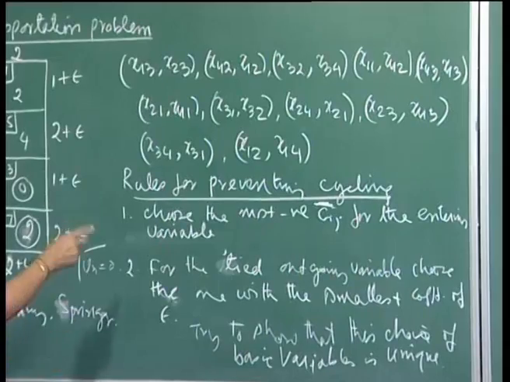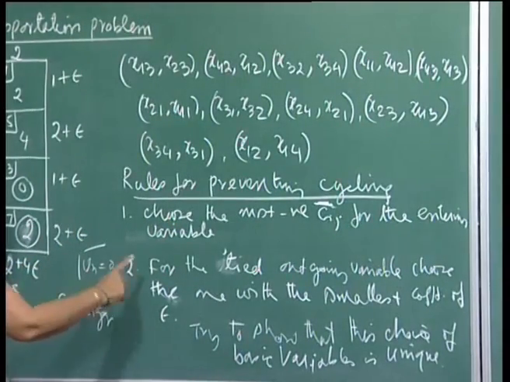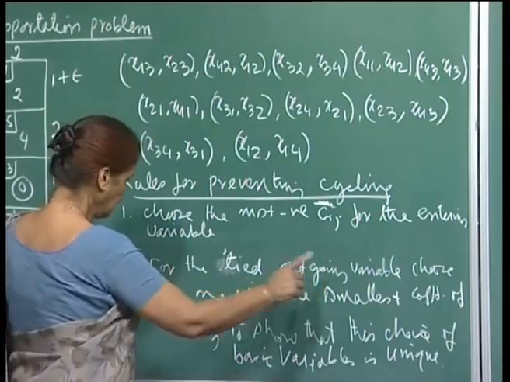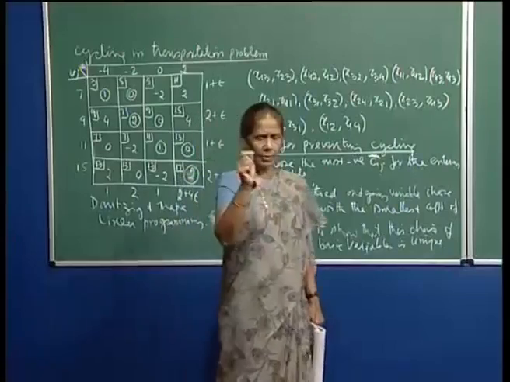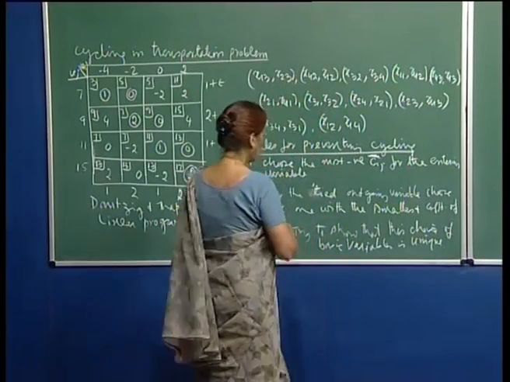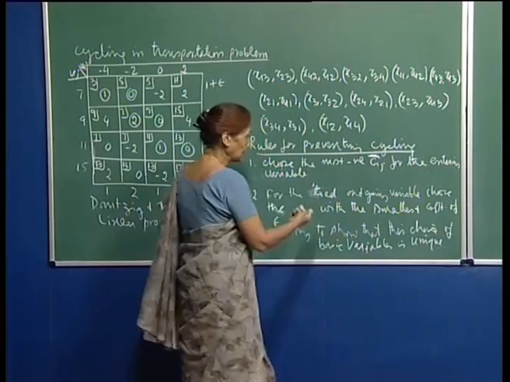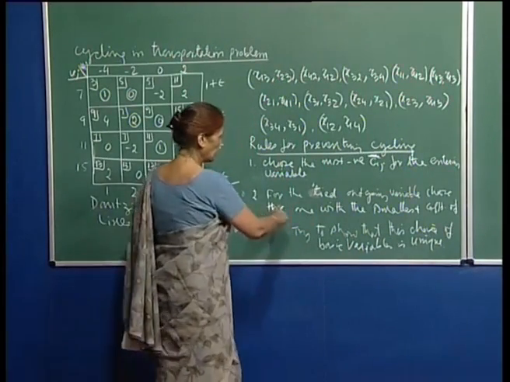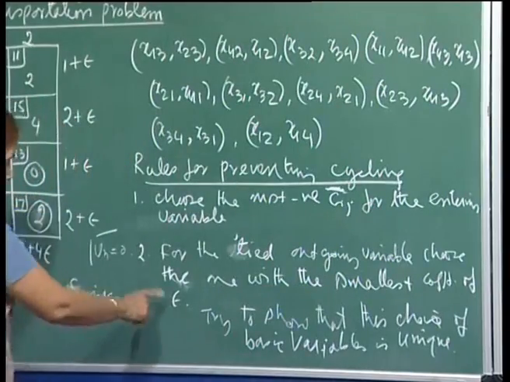And so, the first rule is the same as that for the simplex algorithm, and then for the tied outgoing variable, because you see the tie occurs in the minimum ratio, and so you have to decide which one is the outgoing variable. That choice may not be unique in the simplex algorithm. So, here we say that you choose the one with the smallest coefficient of epsilon. So, now I will explain.